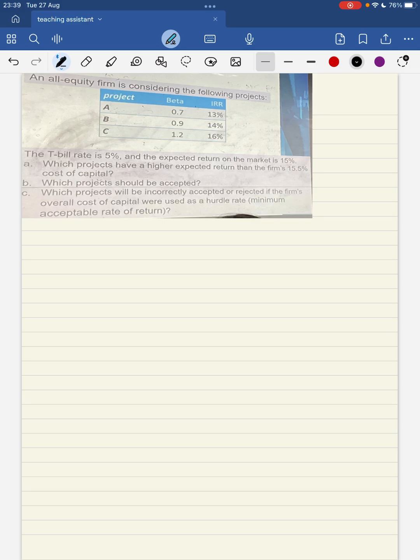Project A, B, and C with the beta of 0.7, 0.9, and 1.2 respectively. The IRRs are 13%, 14%, and 16%. The T-bill rate, which means this one is the risk-free rate, the RF, is equal to 5%. And the expected return on the market, the ERM, is 15%. So question A is, which projects have a higher expected return than the firm's 15.5% cost of capital? This indicates that the firm's RE is equal to 15.5%.